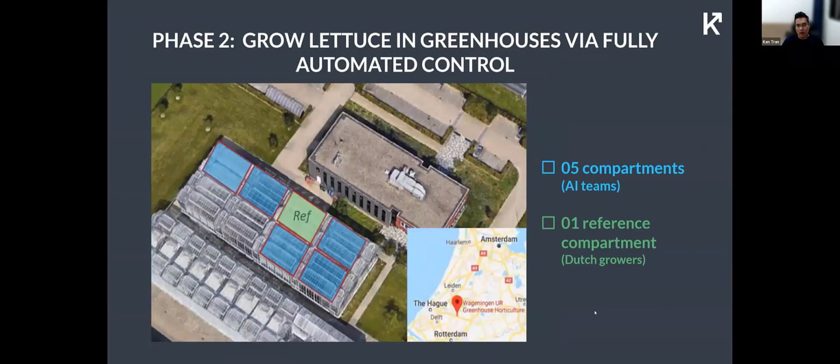In phase two, which happened from early 2022 to late June, we grew two trials of lettuce in the real greenhouses in Bleiswijk, Netherlands. There were 5 competing AI teams and 1 reference team. Well, and that compartment is governed by experienced Dutch growers who are experienced in growing lettuce.